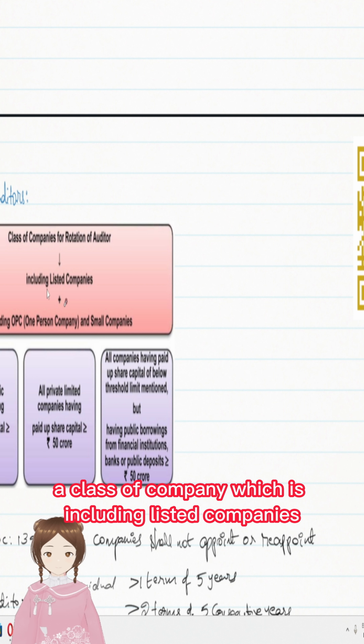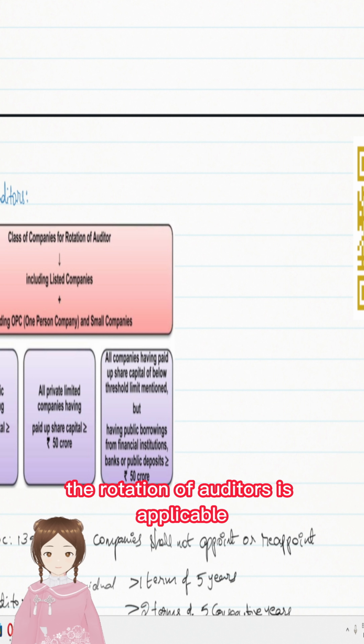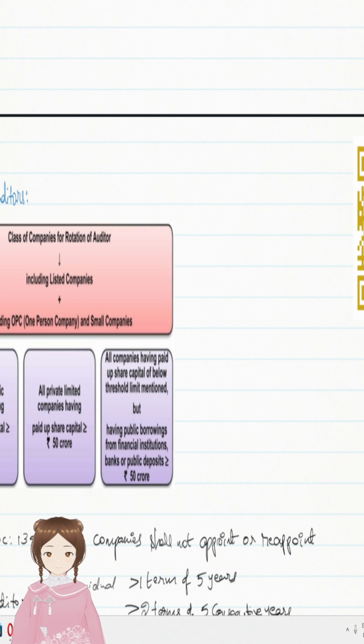A class of company which includes listed companies. That is, if it is a listed entity, then rotation of auditors is applicable. What is rotation of auditors? An individual for 5 years and a firm for 2 consecutive terms of 5 years, that is 10 years. And such class excluding OPCs, dormant companies and small companies.